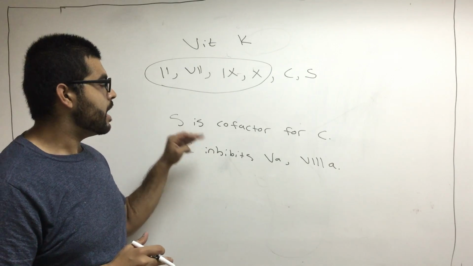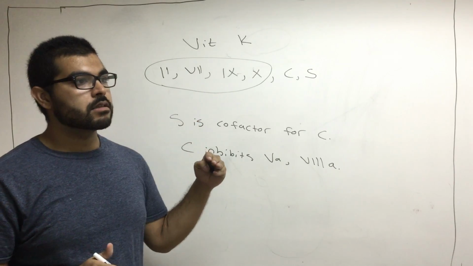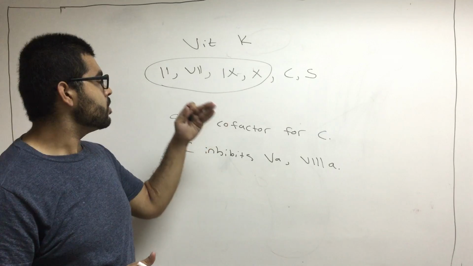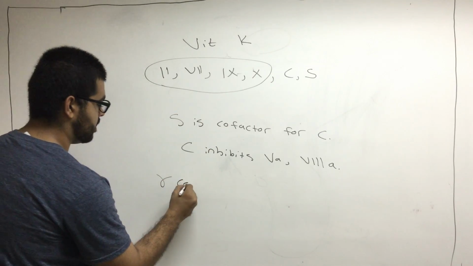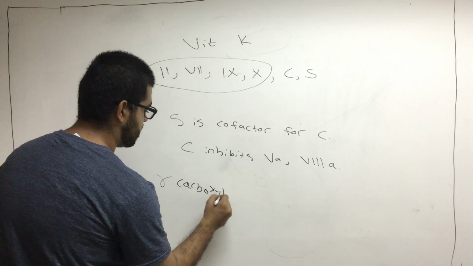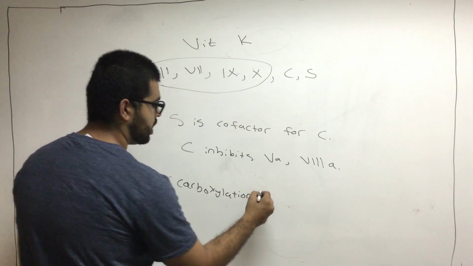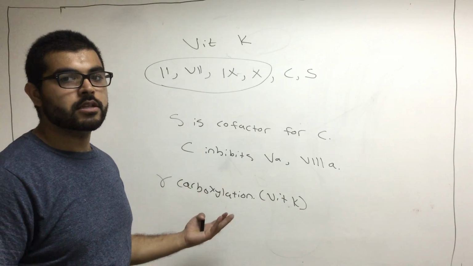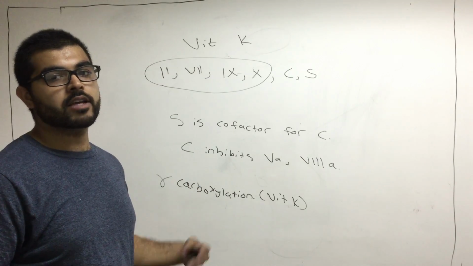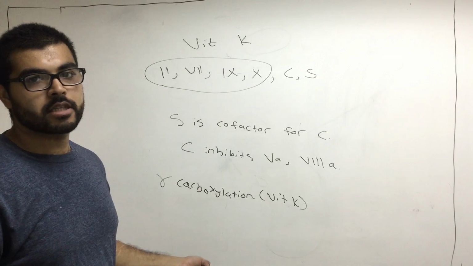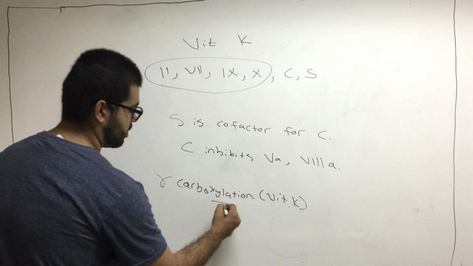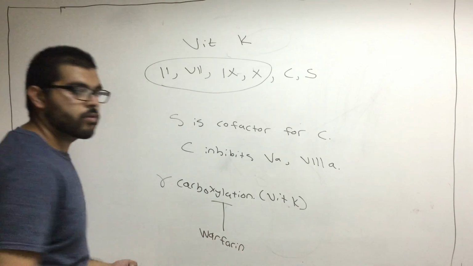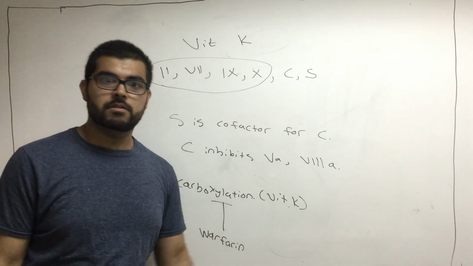S is the cofactor, and vitamin K activates via gamma carboxylation. This is how these factors are activated. You need vitamin K, and you can give warfarin to inhibit that effect, because warfarin is an analog of vitamin K and it can inhibit gamma carboxylation. So just keep that in mind. Warfarin inhibits gamma carboxylation, and we're done. That's about it.